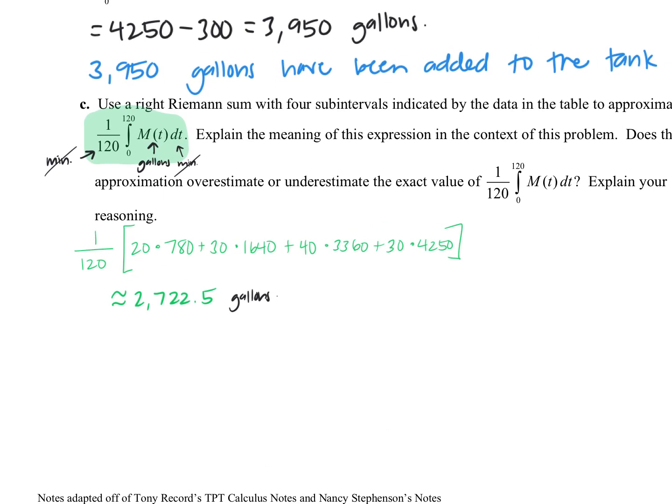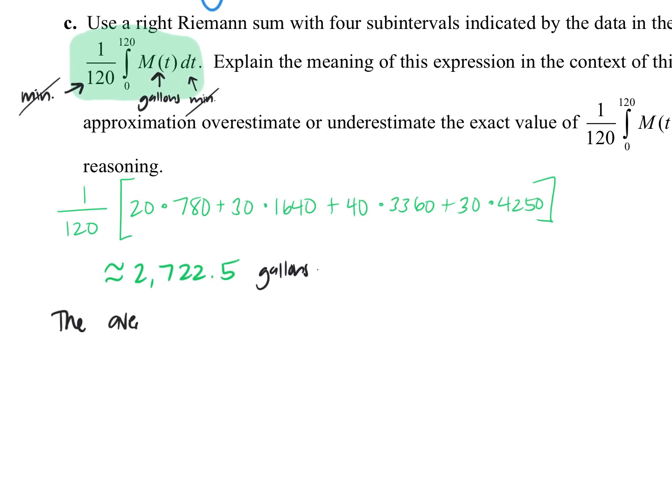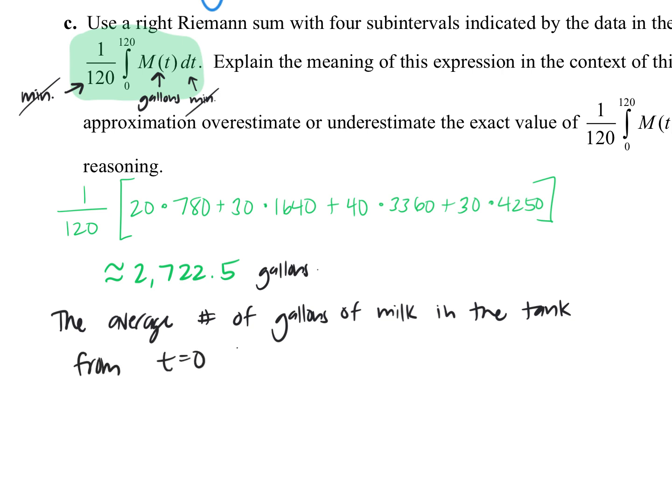So we can go ahead and answer what that means. Let's explain that in words. So we just found the average number of gallons of milk that is in the tank. Again, specify the time. So from time t equals 0 to time t equals 120 minutes. And then the average number is going to equal 2,722.5 gallons.